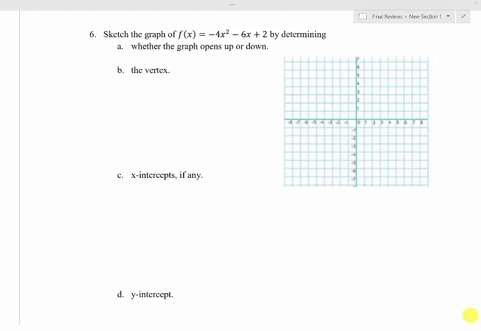Number 6. Sketch the graph of f of x equals negative 4x squared minus 6x plus 2 by determining the following. So the first thing they want us to do is determine whether or not the graph opens up or down. And we can do this by simply looking at our equation. We're going to look at our leading coefficient here, this negative 4. Since our leading coefficient is negative, it opens down.